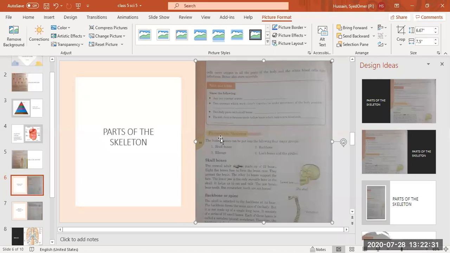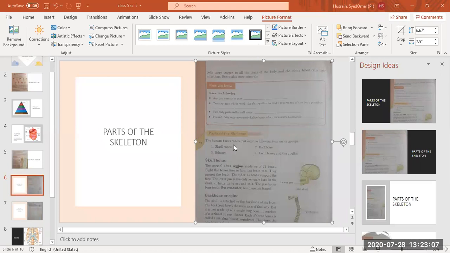We are going to start from parts of the skeleton today. Parts of the skeleton: now we have to read what the function of a skeleton is. Its function is to protect our internal organs, and the basic function is to give support and shape to our body. So these two functions are performed by the skeleton.